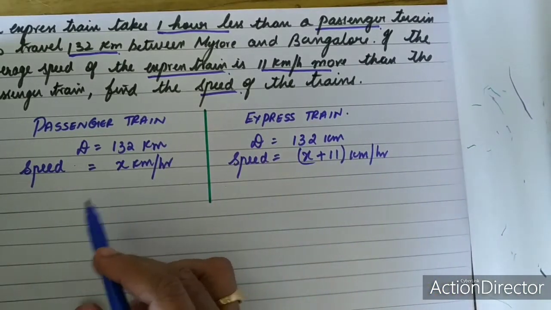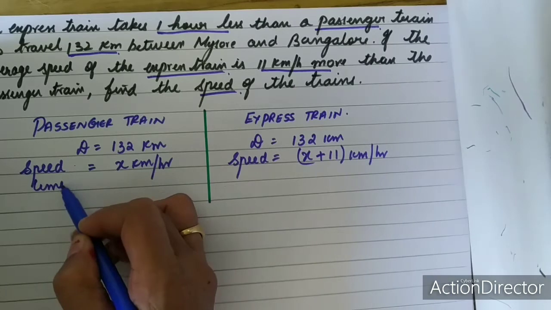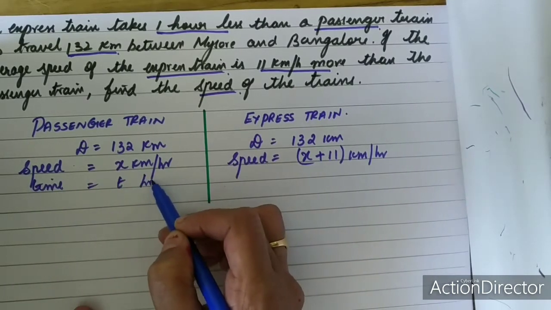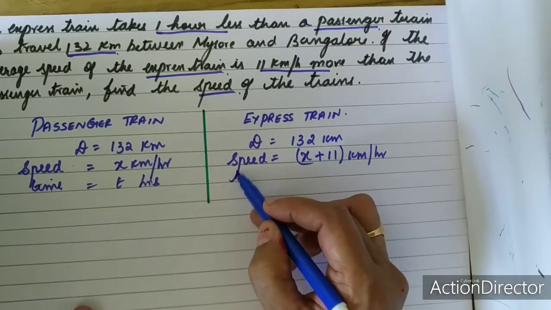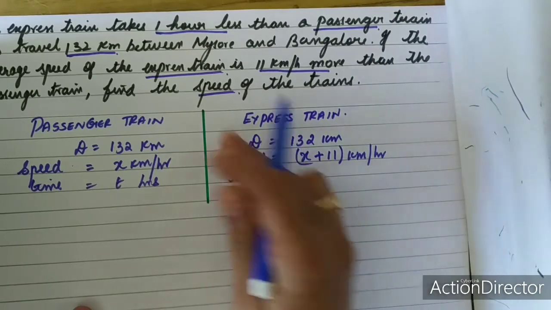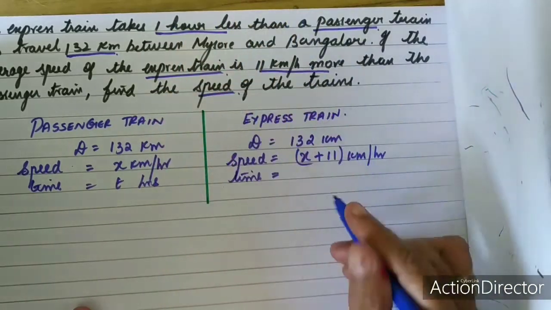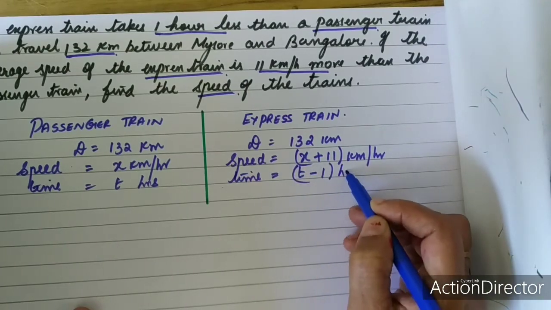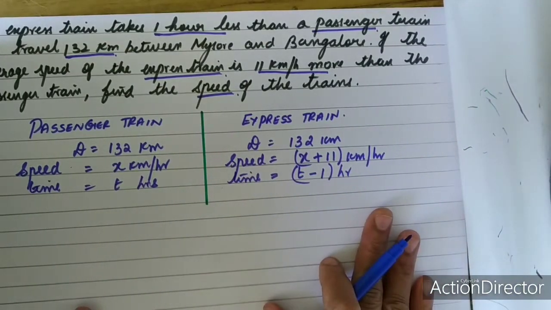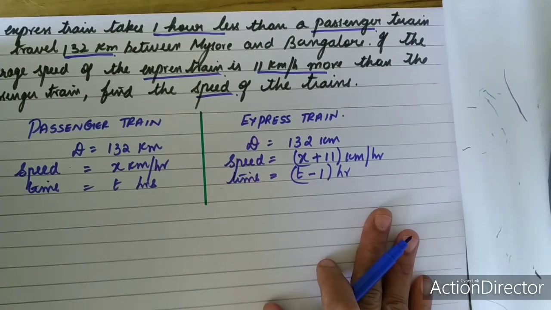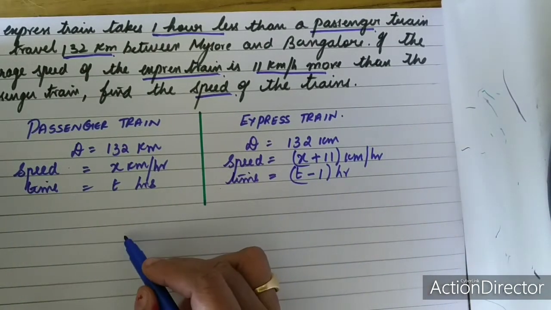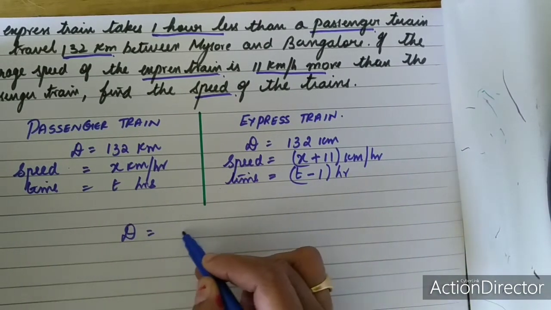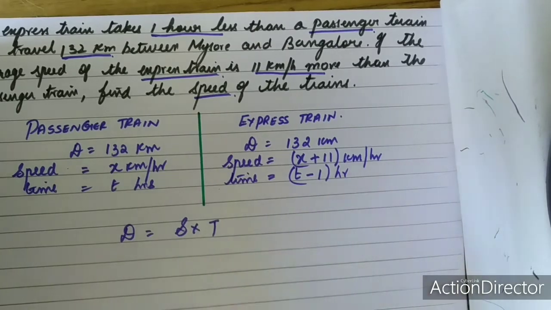Now coming to time, here the time will be equal to t hours. And in case of express train, the time, it is given 1 hour less, so it will be equal to t minus 1 hour. So hope you understood the difference. And now it's very easy to form the equation. So what is the formula? Distance is equal to speed into time.